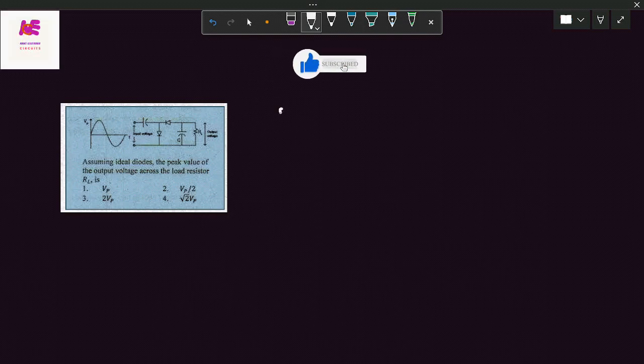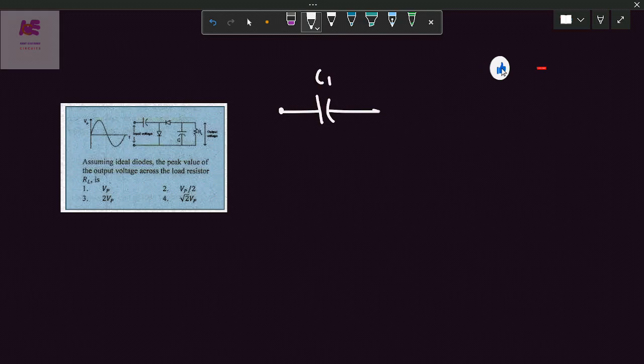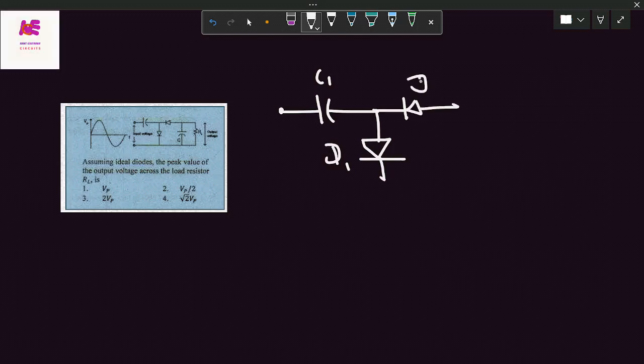The peak value of the output voltage across load resistor RL is asked. So let's draw the circuit. This capacitor is C1, the diode D1. Say this is D2 diode. Say this is C2 capacitor.